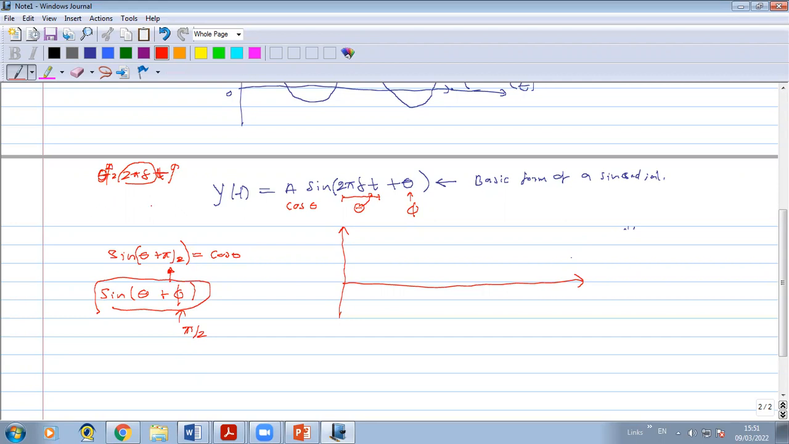If you get 2t, this will be 2θ. For example, if at 1 second the theta is 45 degrees, then at 2 seconds you will get 90 degrees. This is for example. It is increasing linearly with respect to t and theta.